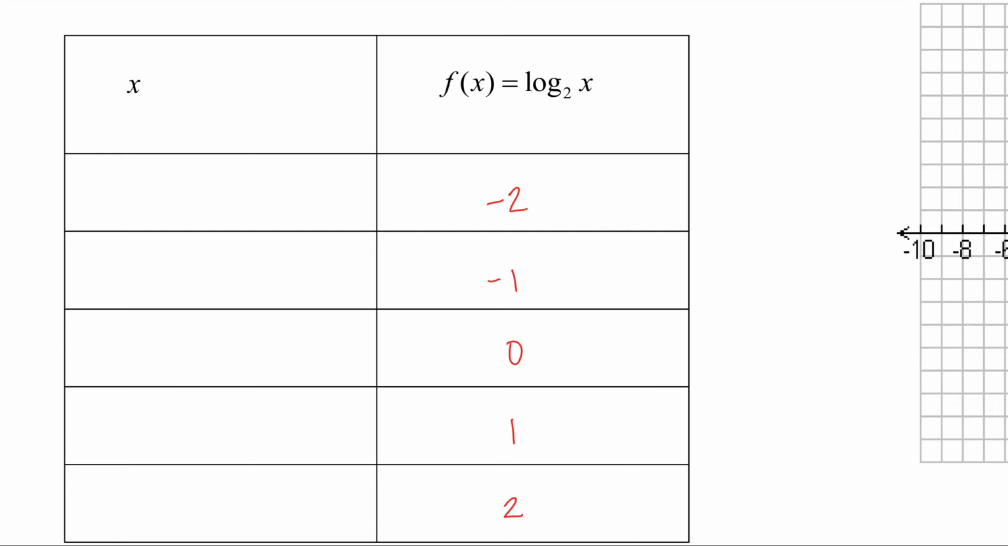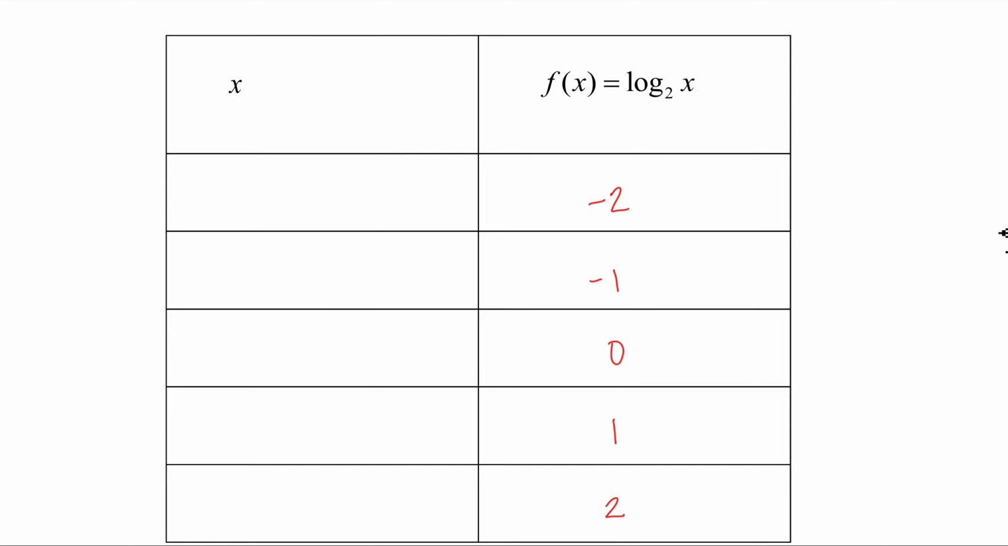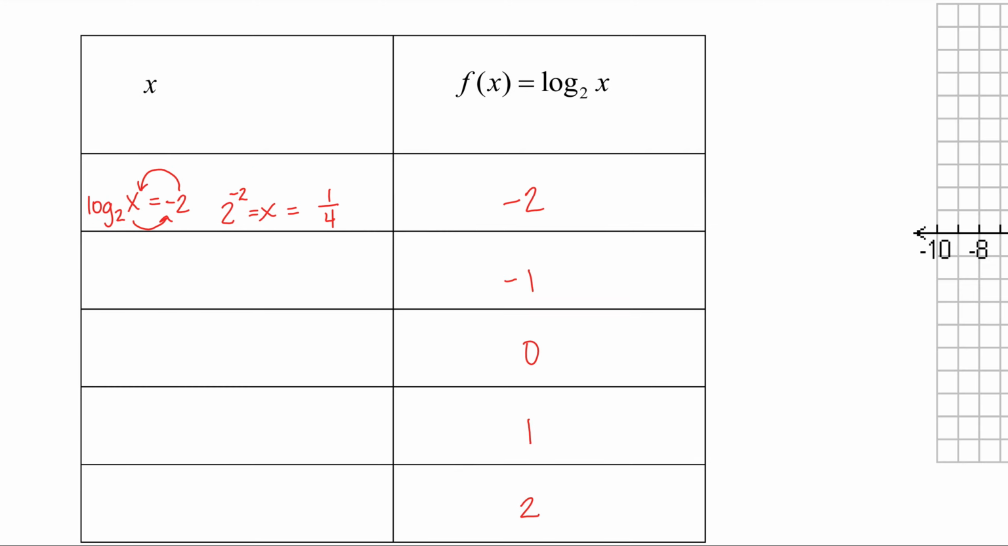And we're going to solve for x. So we're going to take our logarithm, log base 2 of x equals -2. And now I'm going to use my circle method. I'm going to say 2 raised to the power of -2 equals x, and I'm going to solve. What is 2 raised to the power of -2? Well, the negative makes it flip, and the 2 squares it, so it'll be 1/4. So I will have a point at 1/4, -2.